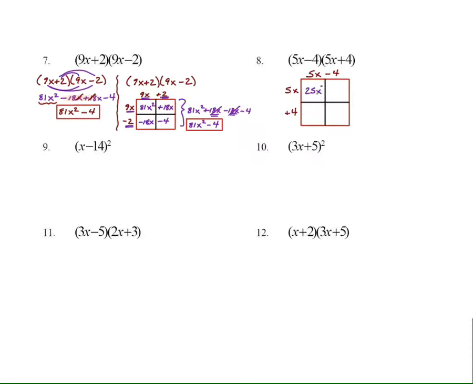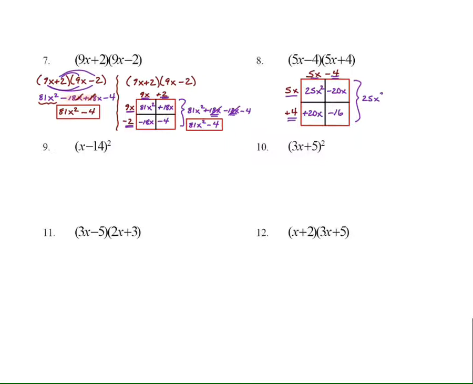So the first box should be 25x squared. 5 times negative 4x is negative 20x. Be careful with your positives and negatives, because what they end up becoming are minuses and pluses when you write your expression back as a polynomial. So it does definitely matter. So positive 4 times positive 5x is plus 20x, and then plus 4 times minus 4 is minus 16.